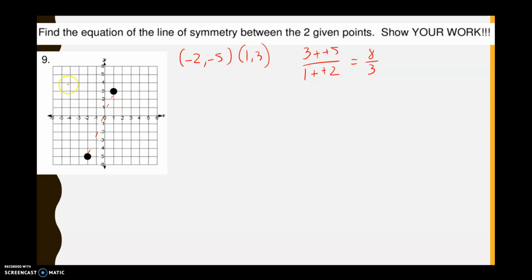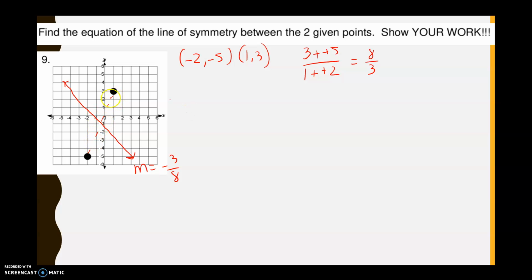The slope of my line, because it's going to be somewhere over here, I don't know exactly where, but the slope of this line is going to be the opposite reciprocal, which is -3 over 8. The slope that I want is -3 over 8. And I have to figure out a point. What is a point on here?